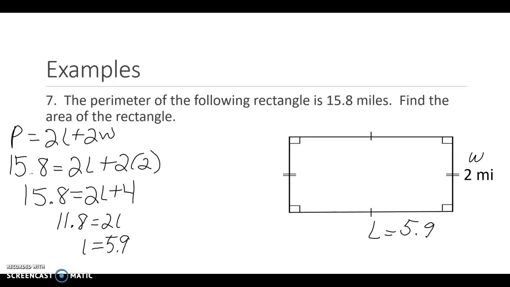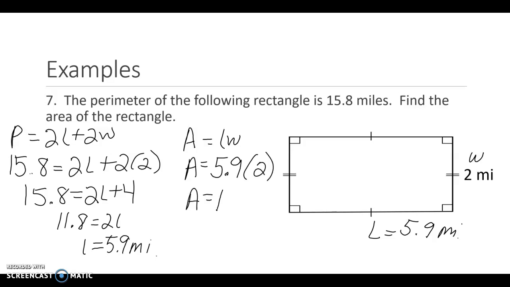So now that we have both the length, 5.9 miles, and the width, now we're going to find the area. Area of a rectangle is length times width. So the length we just found was 5.9. The width we knew was 2. 5.9 times 2. This area is 11.8 square miles.